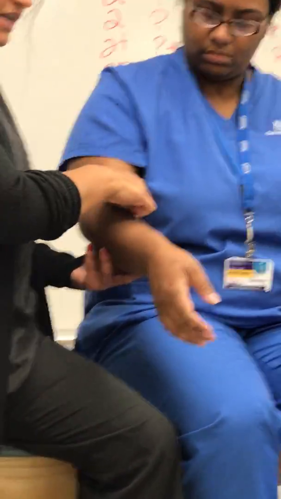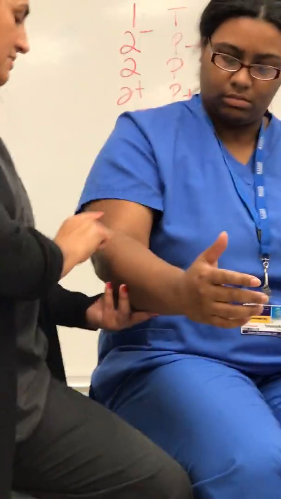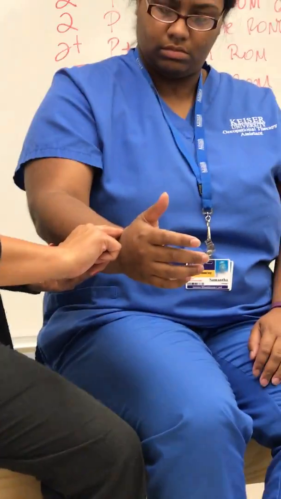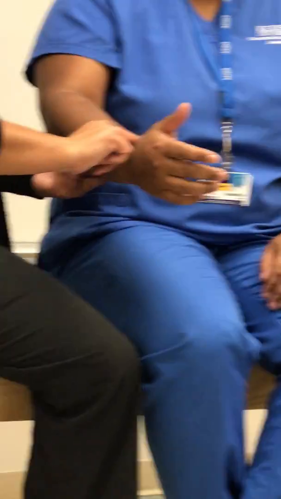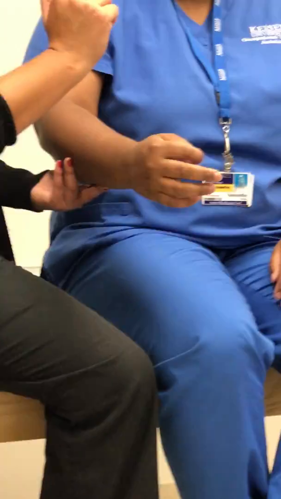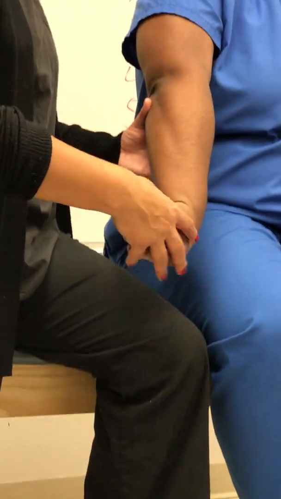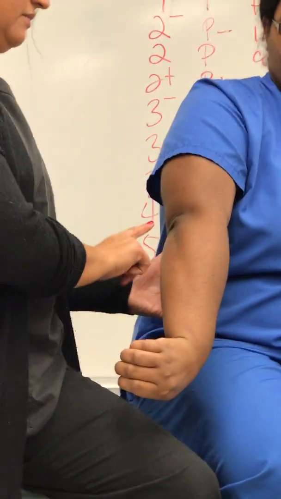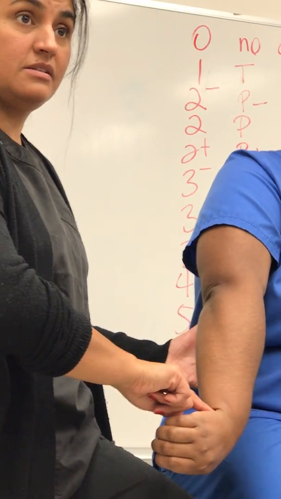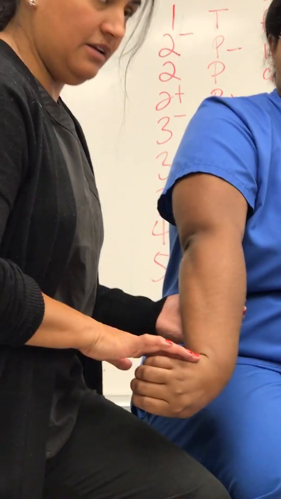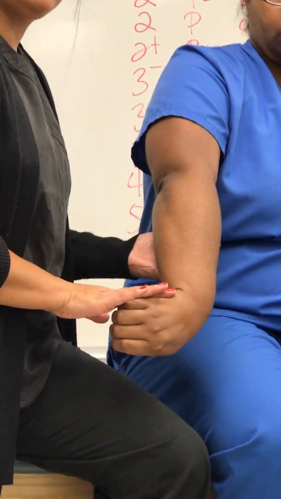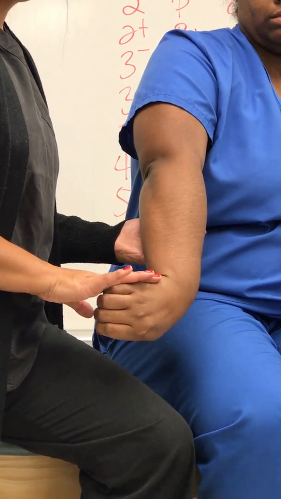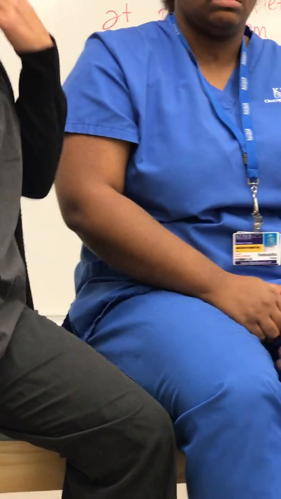The flexor carpi radialis, extensor carpi radialis. Right? Those are the ones that do radial deviation. Ulnar deviation: extensor carpi ulnaris, flexor carpi ulnaris. Min, mod, max. Right?